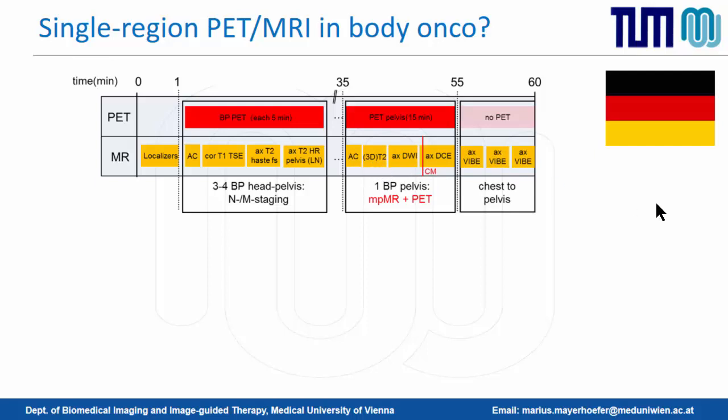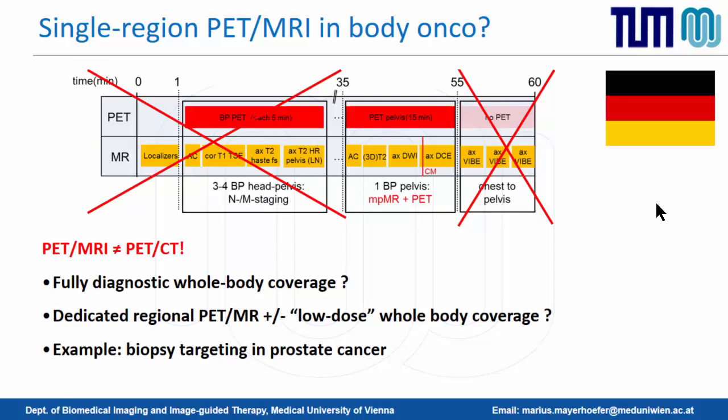Now the question is, should we always do this? Should this always be done? Because, I mean, in the end, PET-MR is not PET-CT. Should maybe PET-MR focus just on one region? I mean, that's definitely a subject for debate.